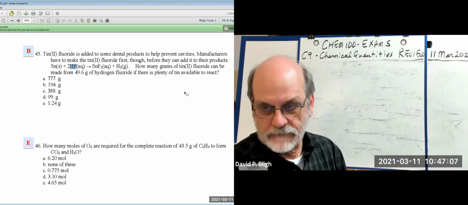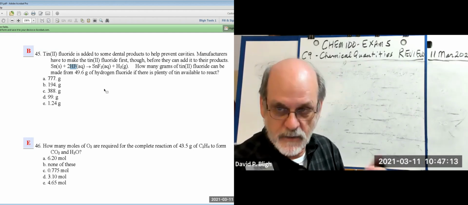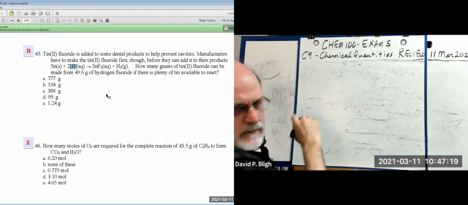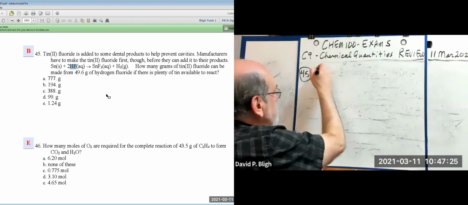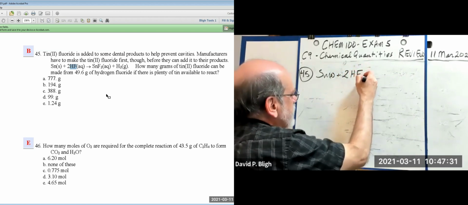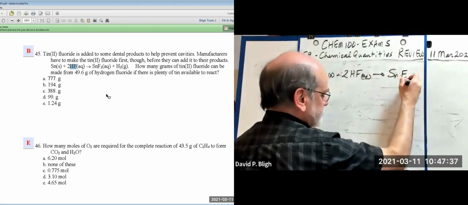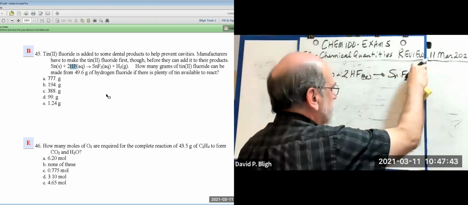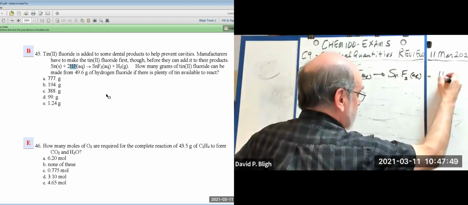So they're saying there's plenty of tin, right? Tin is in excess, hydrofluoric acid is limiting. And when it runs out, the reaction stops. 49.6 grams of hydrogen fluoride. All right, so here's the equation. We've got Sn plus HF yields SnF2, aqueous, that is soluble, and hydrogen gas.